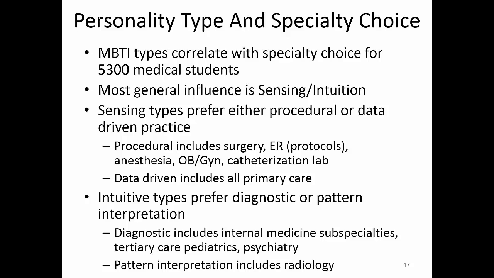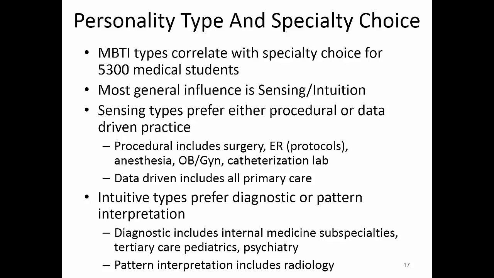The most general influence of type preferences is the sensing versus intuitive dimension. If you have a sensing preference, your need for certainty can be satisfied either in performing procedures or in collecting and maintaining data, for example, patient charts. That will direct you into fields like surgery and OB/GYN due to their procedural emphasis, or into primary care due to the patient data emphasis in doing routine histories and physicals.